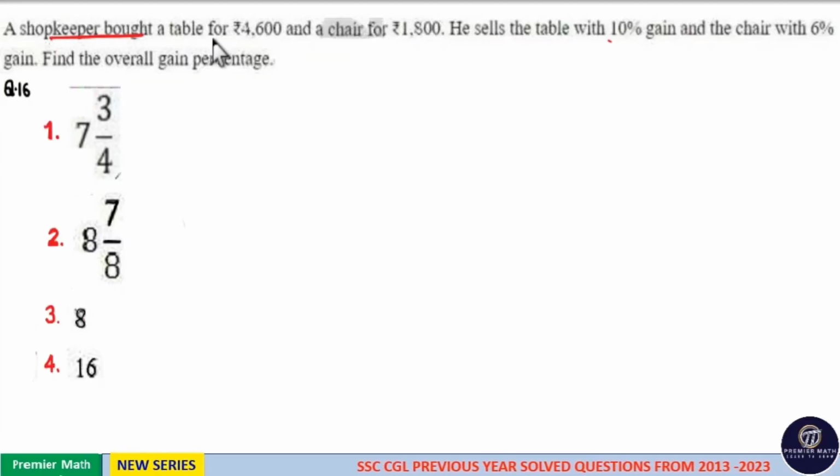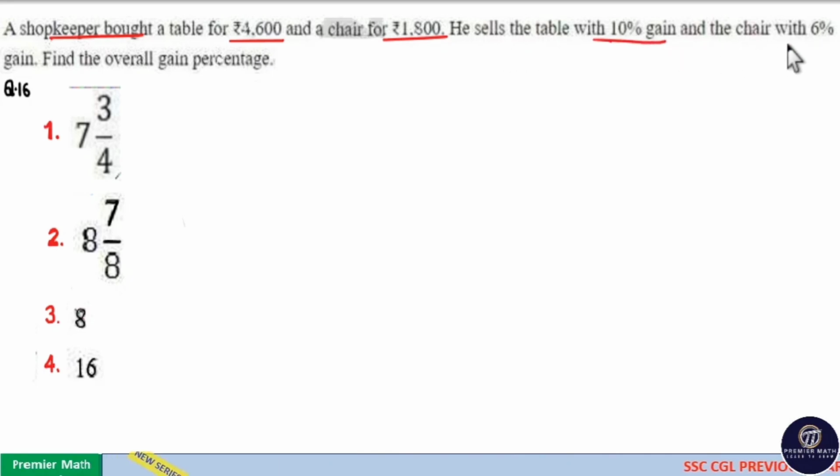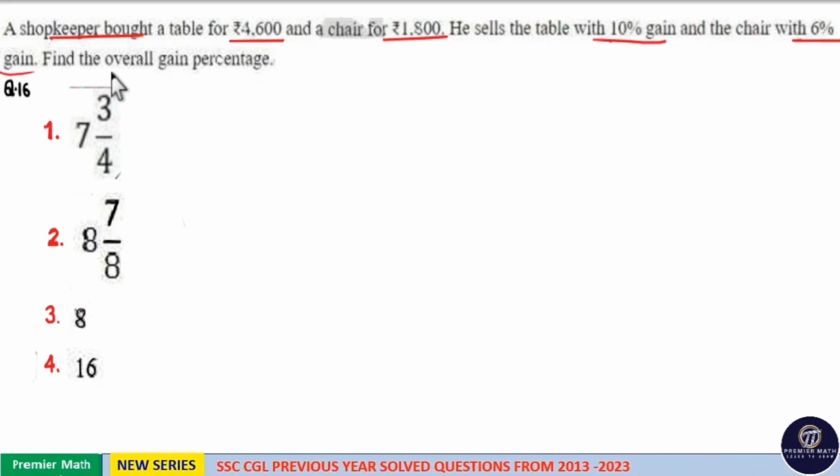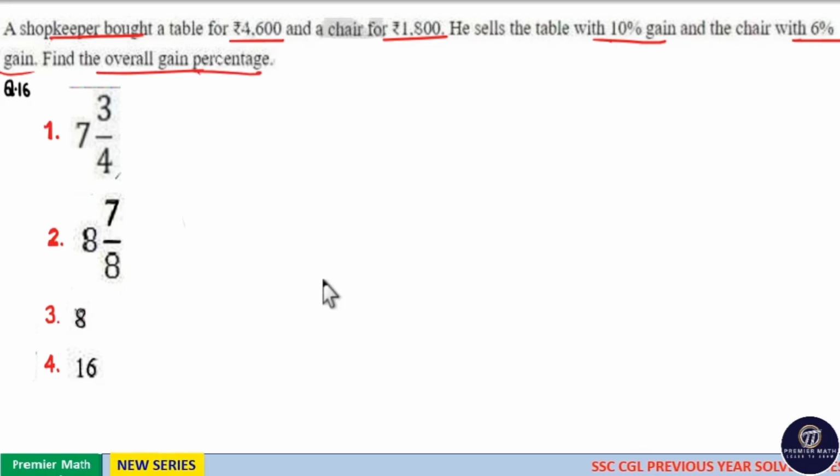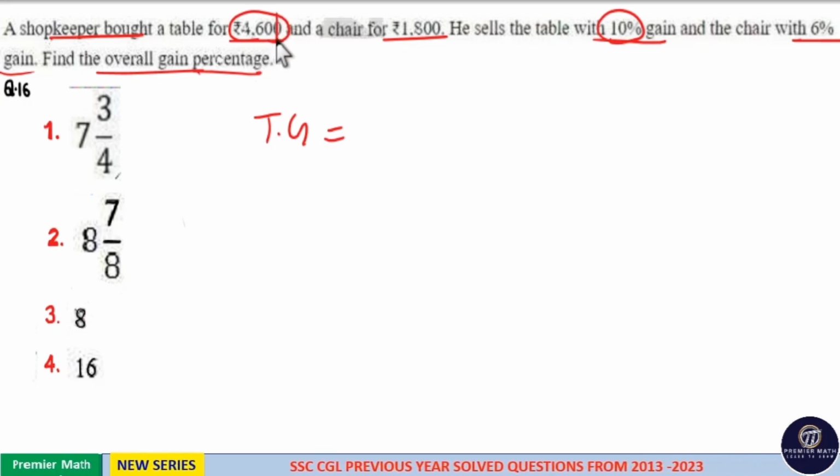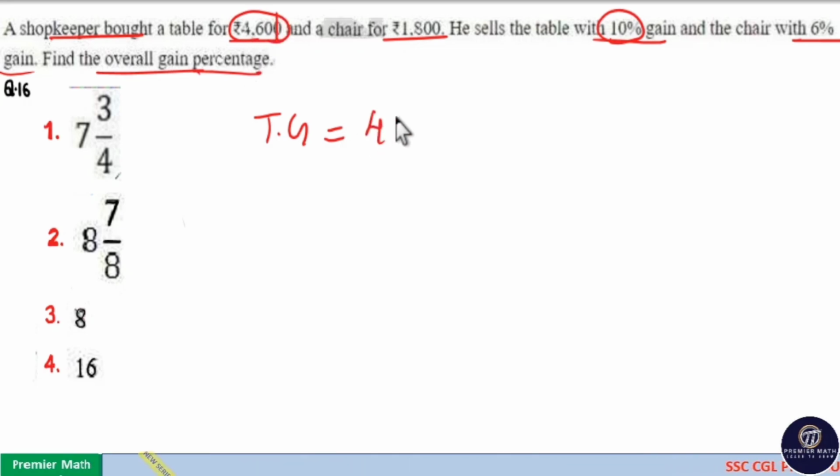A shopkeeper bought a table for 4,600 and a chair for 1,800. He sells the table with 10% gain and chair with 6% gain. Find the overall gain percentage. Here, total gain is equal to 10% on this 4,600 means 100% of 4,600 is 4,600. 10% is equal to 460. So 460 plus.